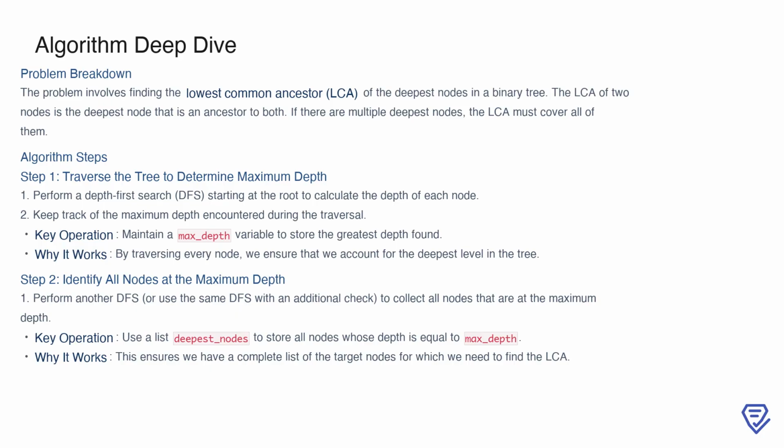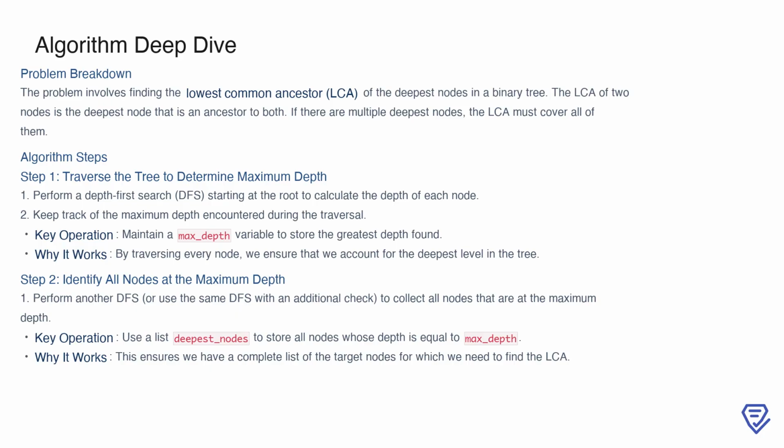The initial step in the algorithm is to traverse the tree to determine the maximum depth. This can be done using a depth-first search, or DFS, starting from the root. During this traversal, we calculate the depth of each node and keep track of the maximum depth encountered. The key operation here is maintaining a max_depth variable, which ensures we capture the greatest depth in the tree. This works because a full traversal guarantees that we account for every node and its depth.